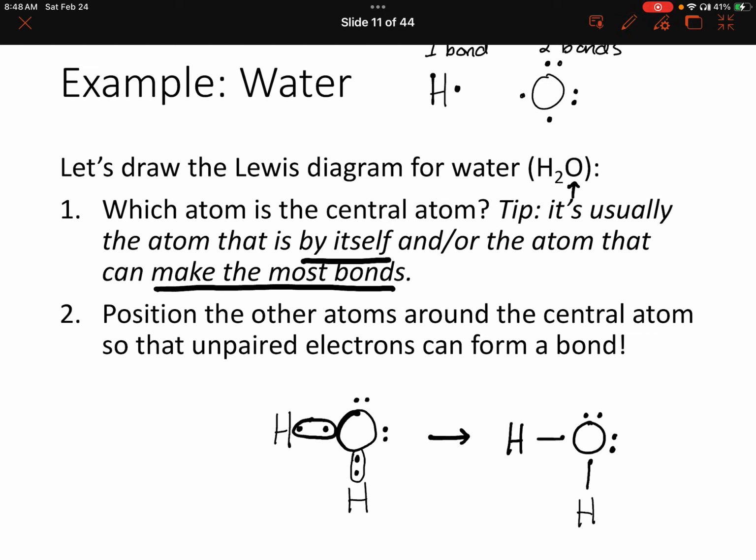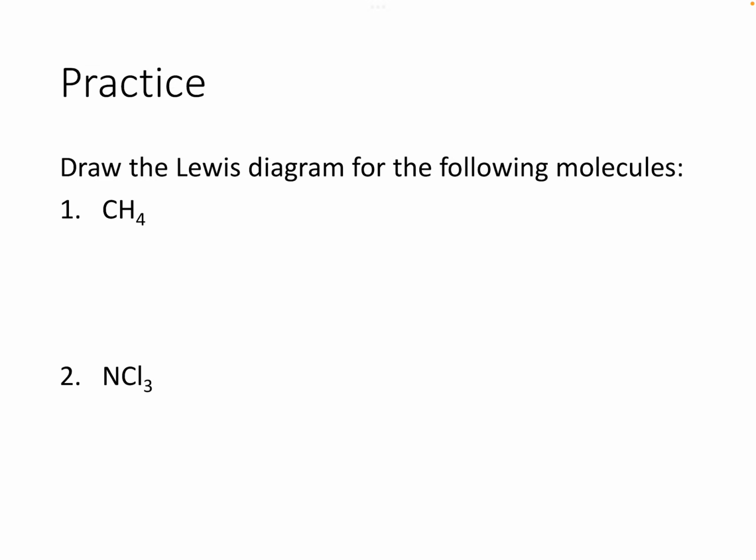So not too bad. Let's try a couple more molecules that have multiple atoms. So let's try drawing the Lewis diagrams for CH4 and NCl3. So remember, try to figure out which atom goes in the middle, and then you can put the other atoms around that central atom and start pairing up any unpaired electrons. So I'll let you try this on your own first. You can pause the video while you do that. And when you're done, you can unpause and we'll go over it together.